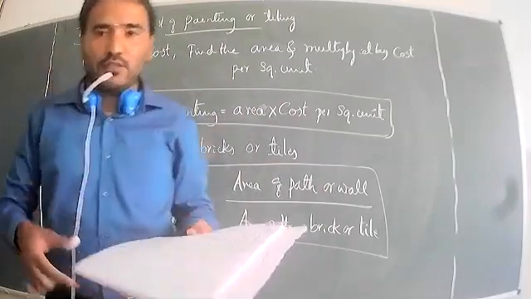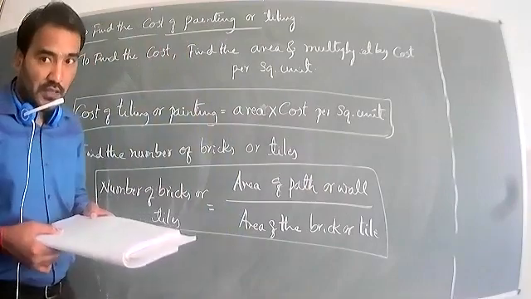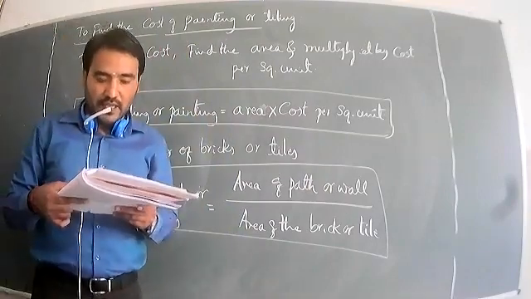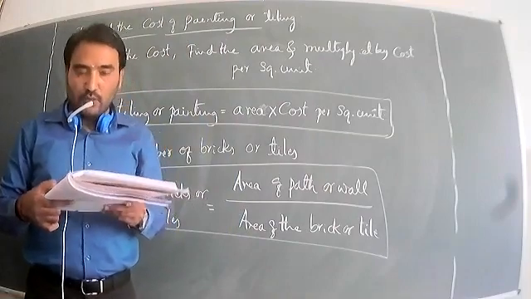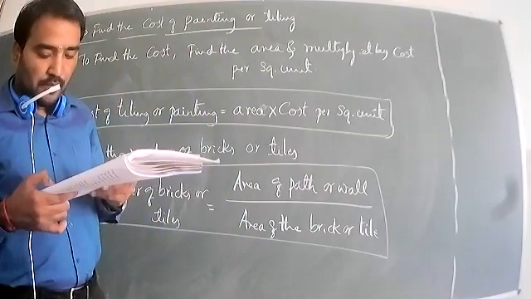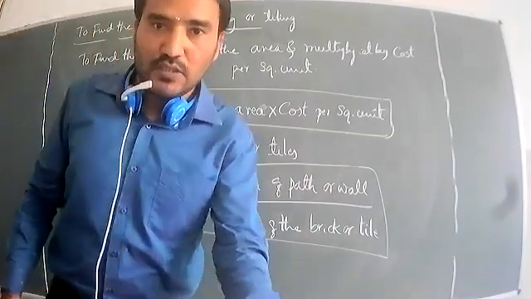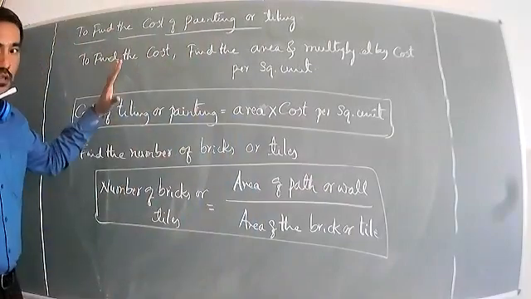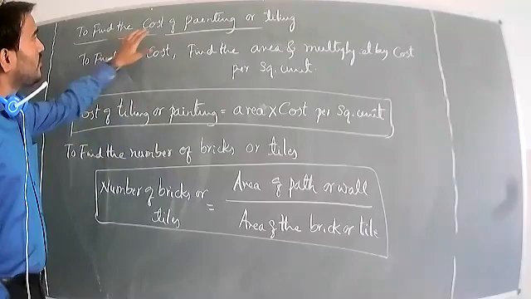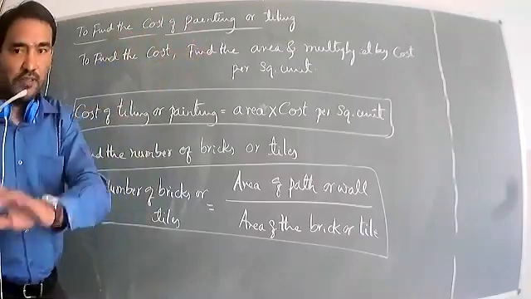Okay, so this is a question. The question will ask what the labor charge is for tiling a hall 22 meters long and 17 meters wide. Wide means breadth, and the rate is 8 rupees per square meter. This is the question. So we can find out the cost. What will be the cost? They will be asking for the cost of painting or tiling. So this type of question.